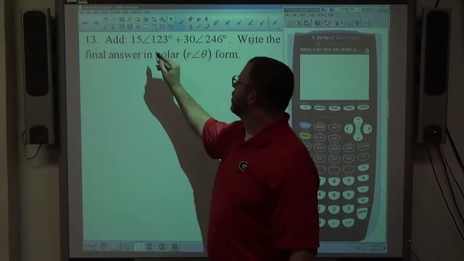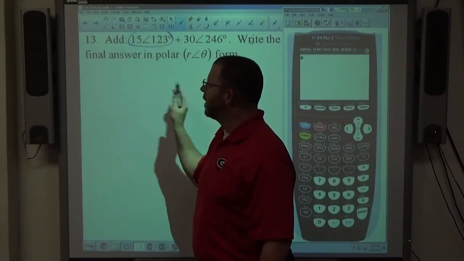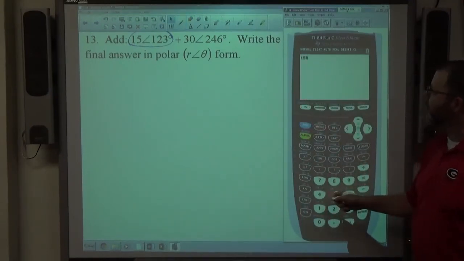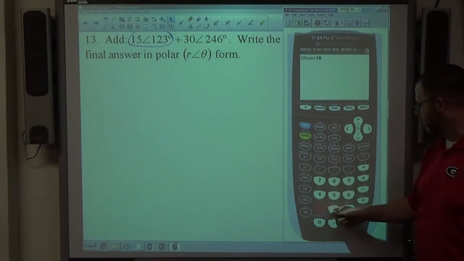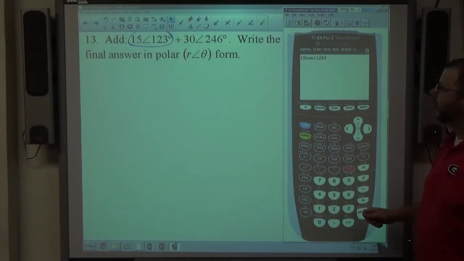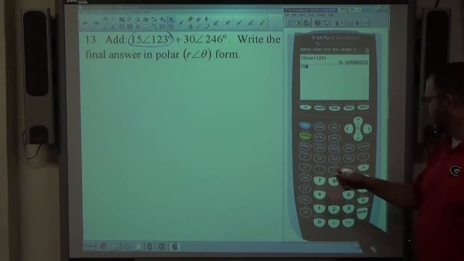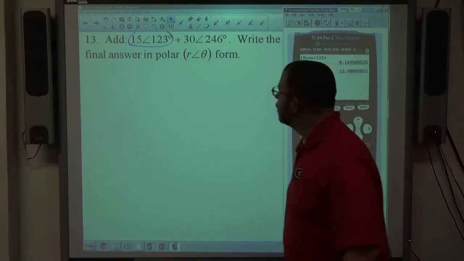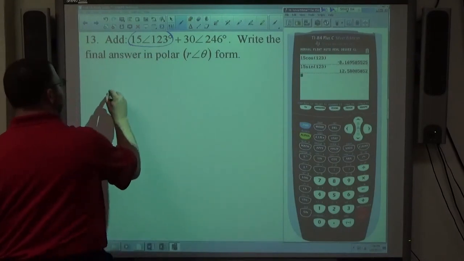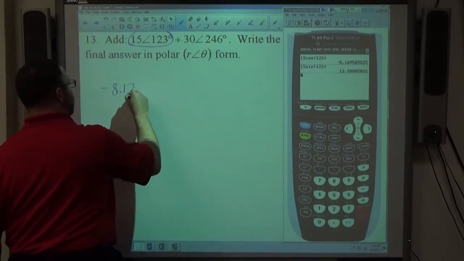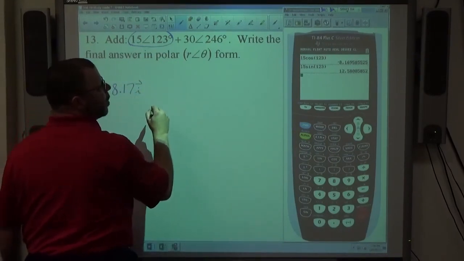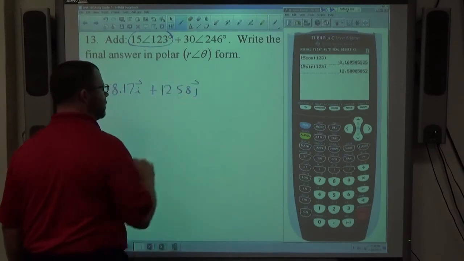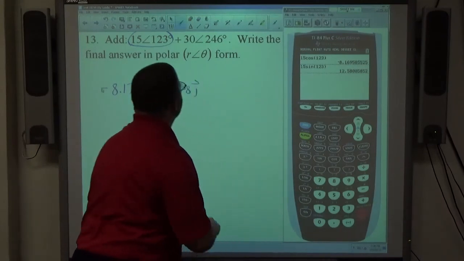If I start off with this vector, I'm looking for something i, something j. To get the i number, we do the magnitude 15 times the cosine of the angle. To do the j number, we take the magnitude 15 times the sine of the angle. And that comes out to -8.17i plus 12.58j.